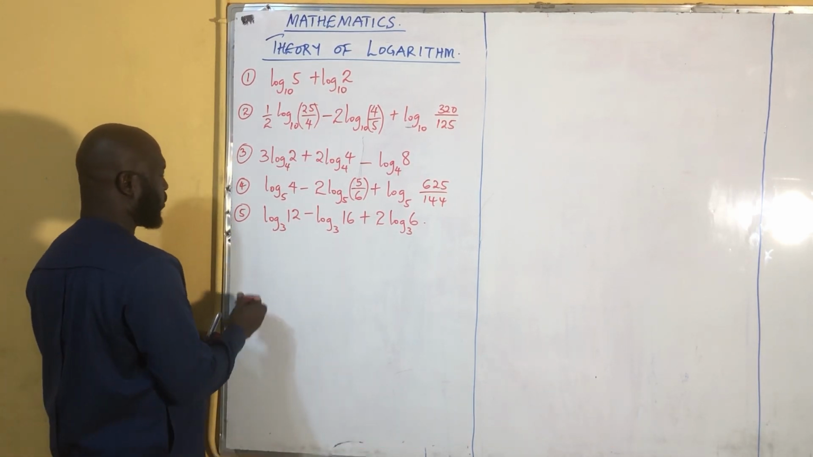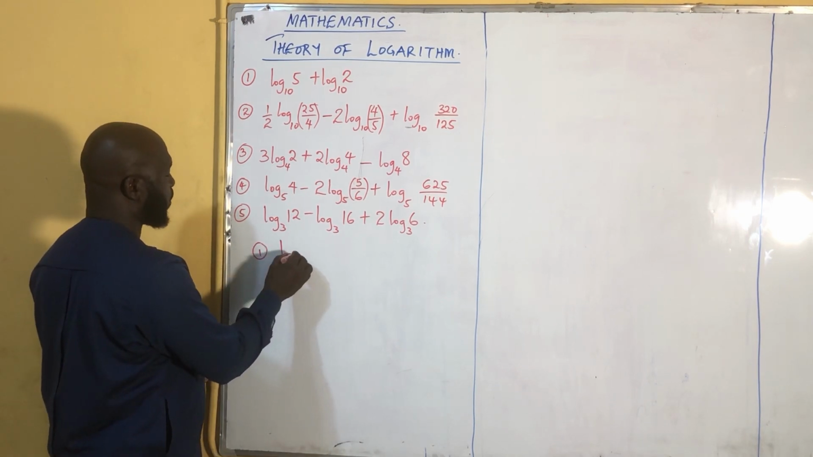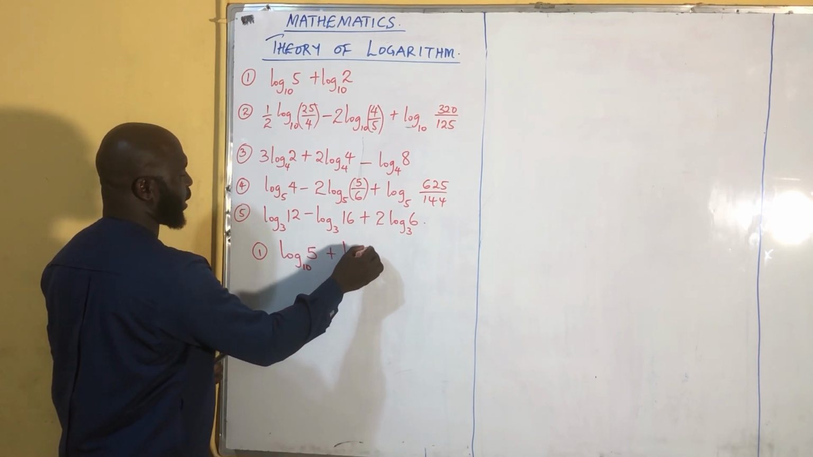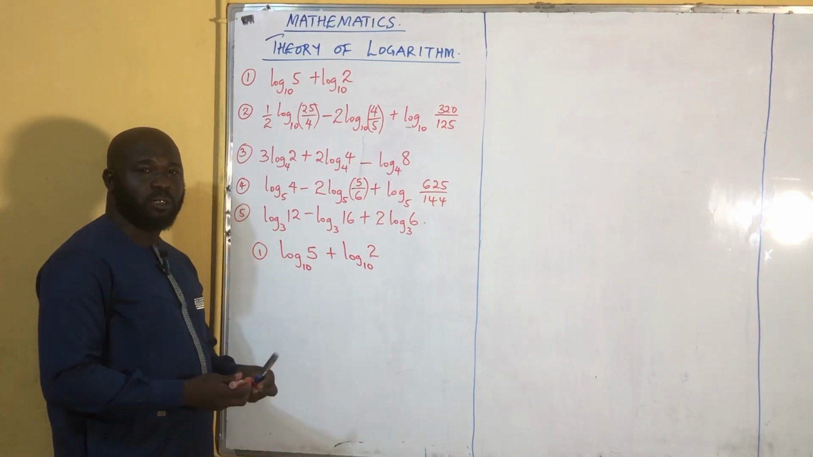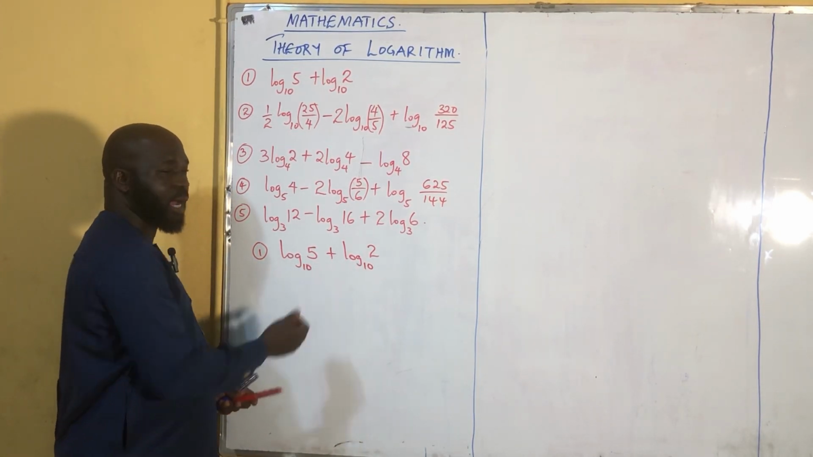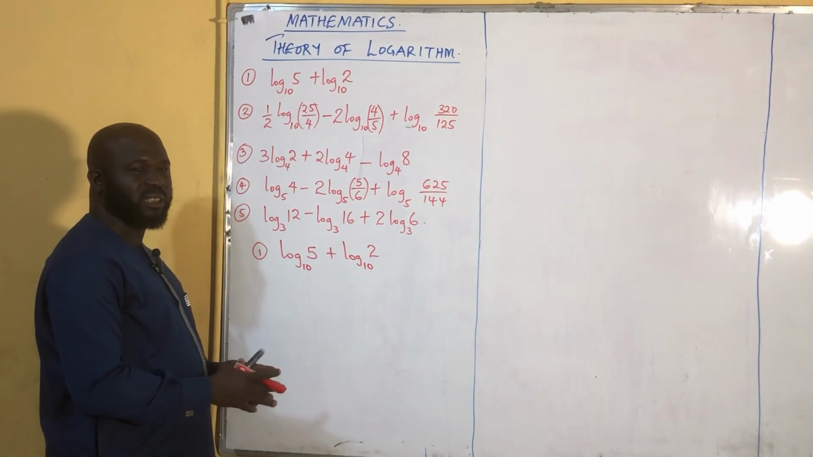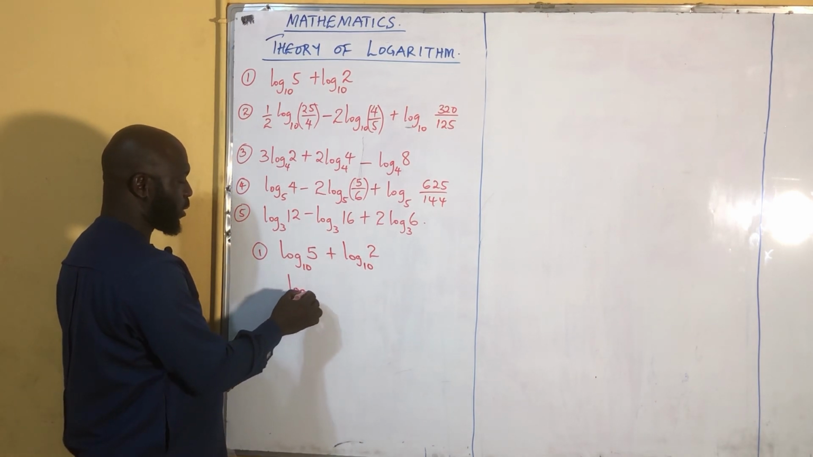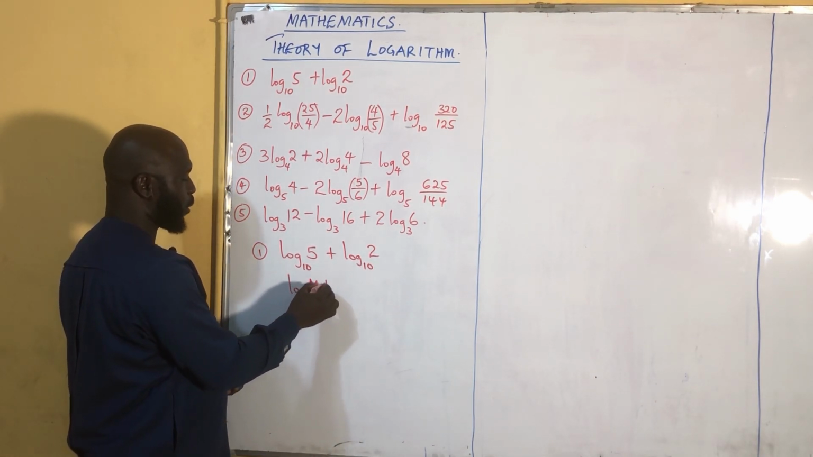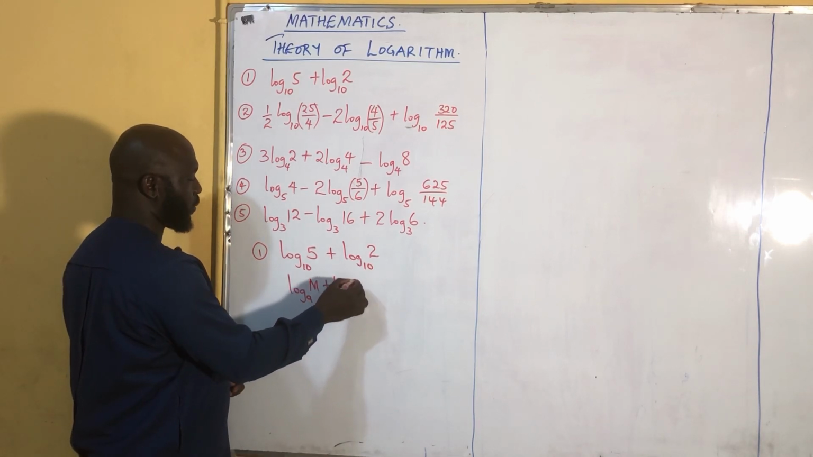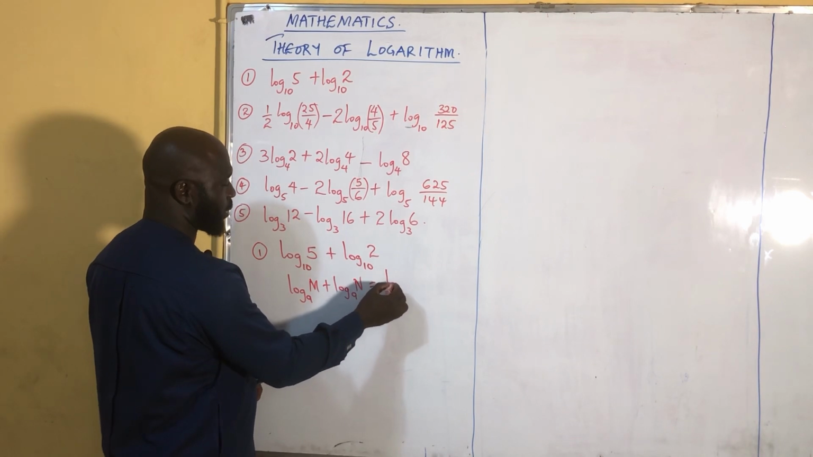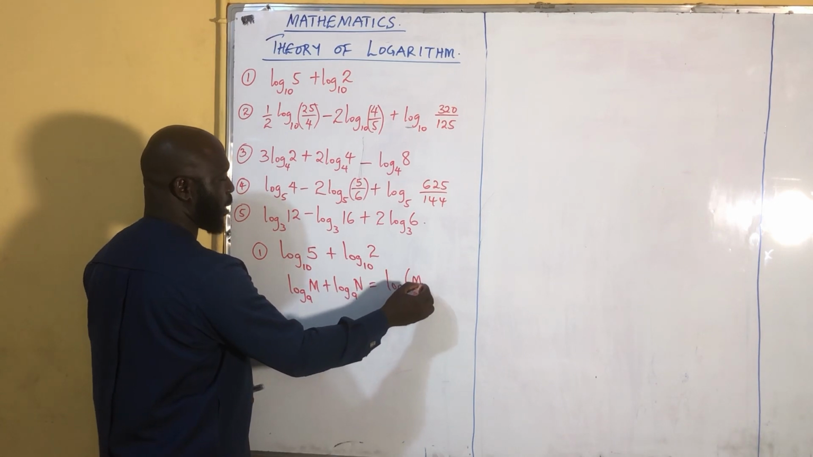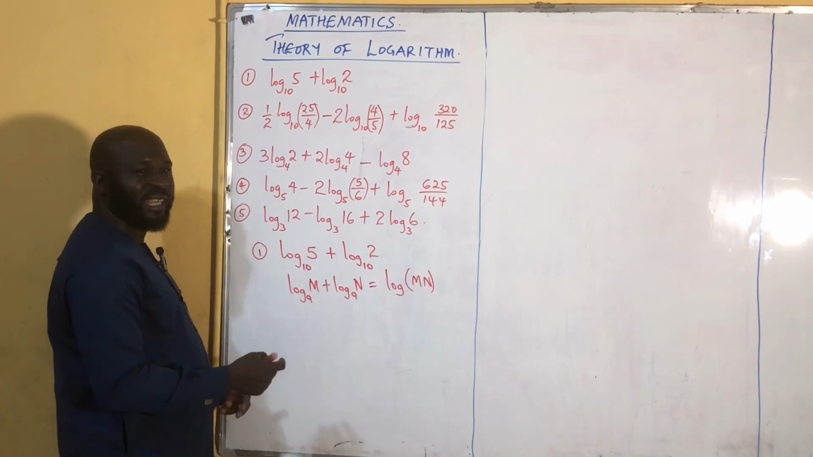Looking at the first question, it says logarithm in base 10 of 5 plus logarithm in base 10 of 2. Don't forget that the two logarithms are in the same base. So we can connect them together using the law of logarithm that says whenever you have logarithm to base a of m plus logarithm to base a of n, it can be rewritten as logarithm that is common to the two of them, bringing the two together as m times n. So we are going to connect the two together.